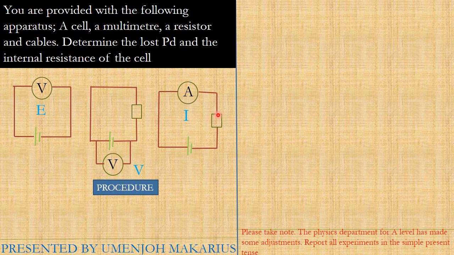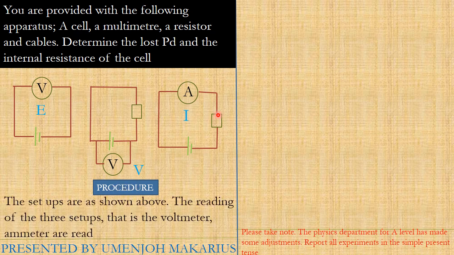Great. So friends, I hope it's understood. Let's go now to the procedure. So the procedure, guys, will tell them that the setups are shown above. The readings of the three setups, that is the voltmeter and the ammeter, are read. Good. So friends, the setup is very short and brief, because everything is ready on the diagram that we can see. Okay, everything is there.